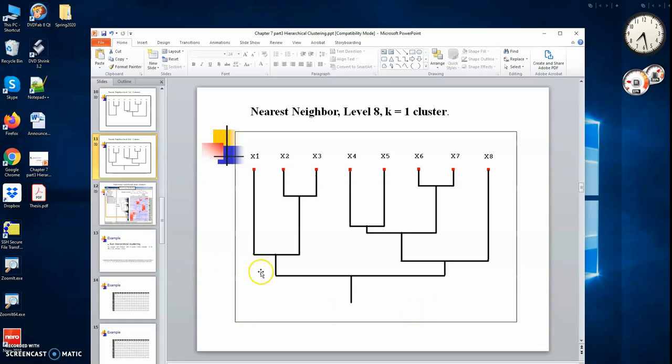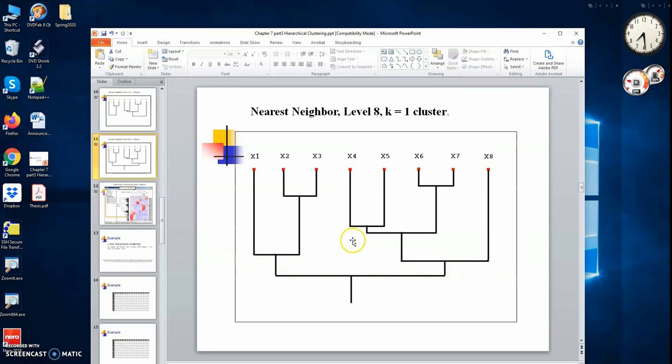And therefore, if you try to cut at this line, you can see that we will create 2 clusters. One cluster is composed of 1, 2, and 3. The other cluster is composed of 4, 5, 6, 7, and 8. So if we cut at this line, we will end up with 2 clusters.